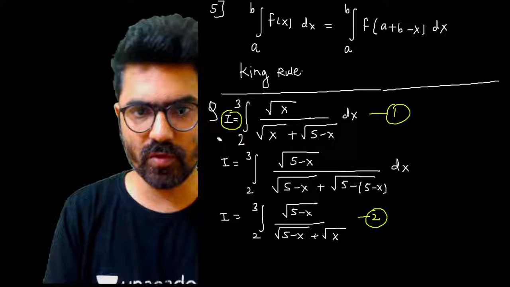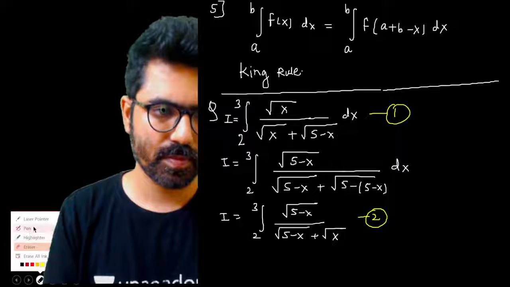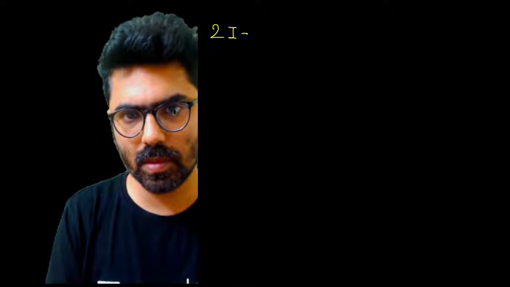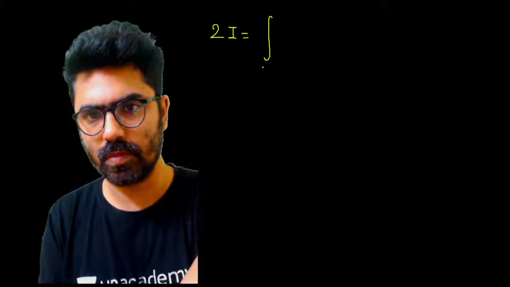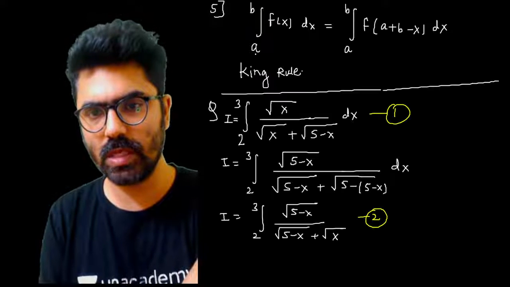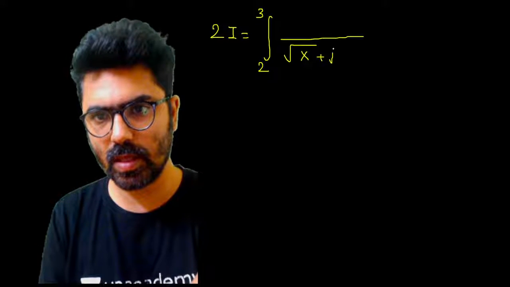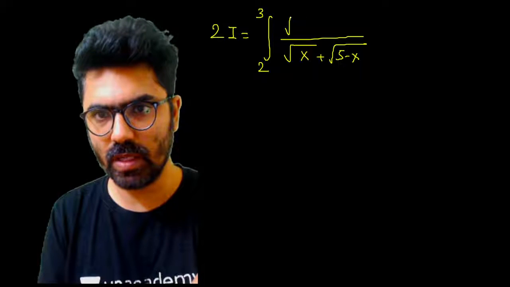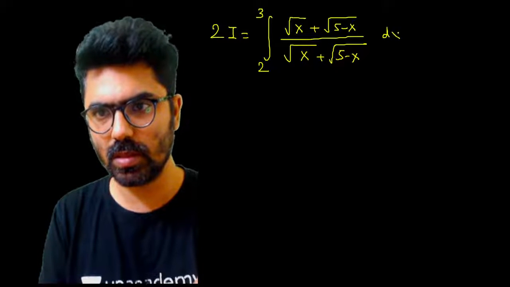So now if you add these two equations, see what we are getting. I am writing it in the next slide. If you add these two equations, we get 2I, as the denominator is the same and the limits are also the same, 2 to 3. So we'll write root of x plus root of 5 minus x, and in the numerator we'll get root x plus root of 5 minus x, dx.